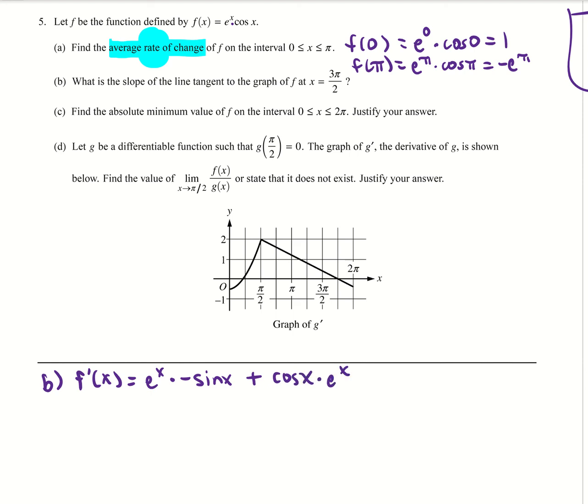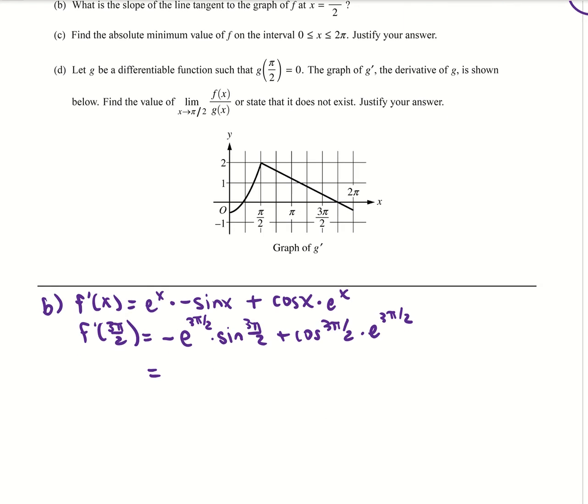There's my actual product rule. And then I will evaluate this at 3 pi over 2. It's going to look ugly. I'll pull this negative out front. So negative e to the power of 3 pi over 2, I'll leave that, times the sine of 3 pi over 2, plus the cosine of 3 pi over 2 times e to the power of 3 pi over 2.